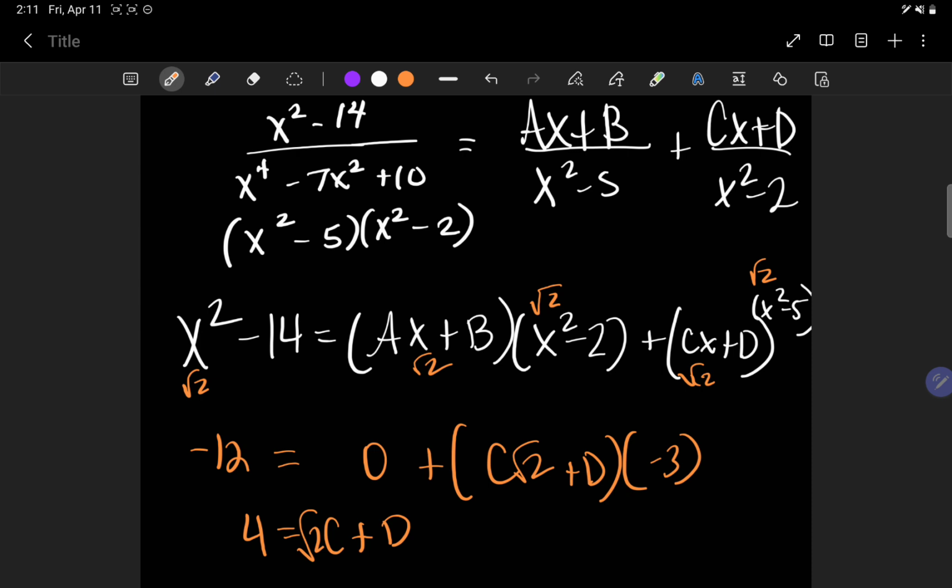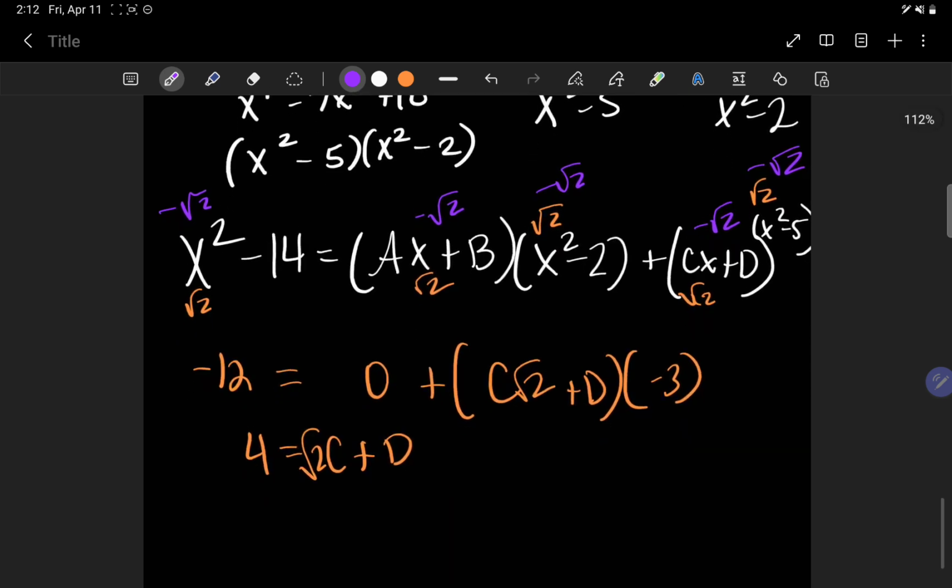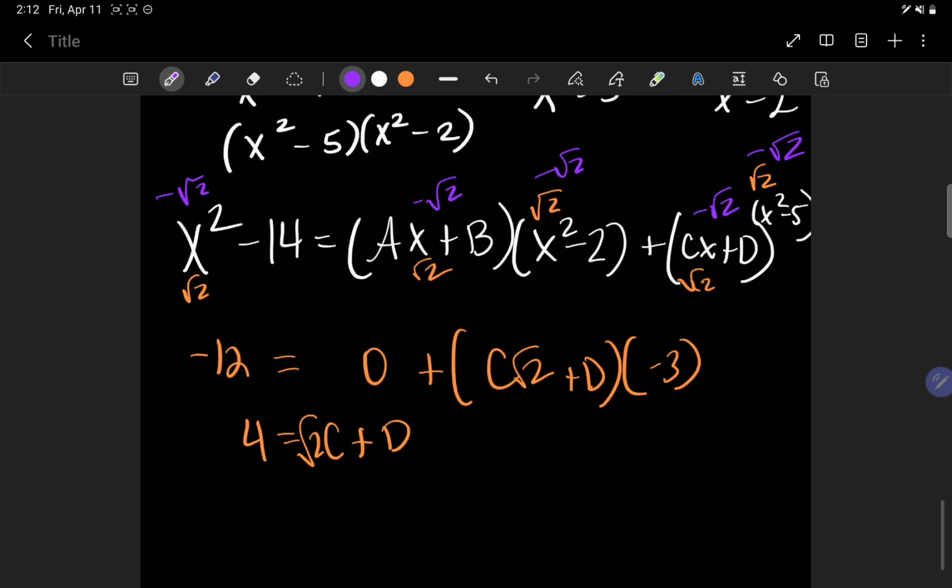So now you need to plug in negative root 2, because that would also make it 0. And then you'll end up getting another equation. Okay. Negative root 2. Interesting. I wouldn't have thought to plug in the negative one as well, to be honest. Such a bad mathematician. Okay. So then what do we get then? So that's what, -16? No, because it's still the -12. It's still the -12.